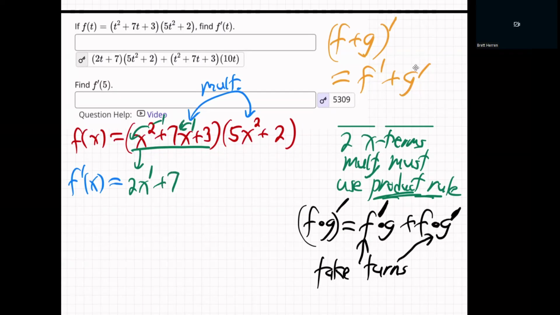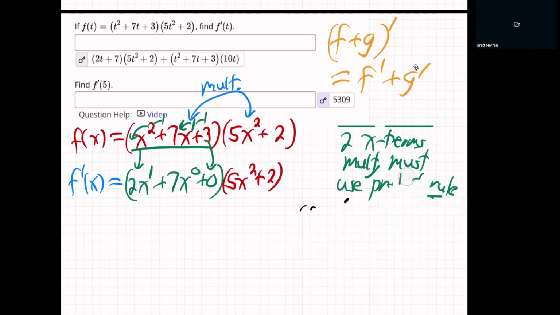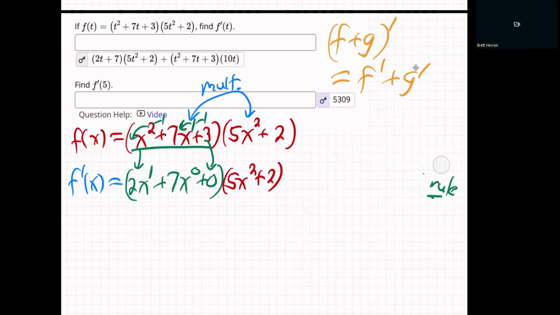So that's 7. Subtract 1 from the power. X there. What's the derivative of just a plain straight number that doesn't have an x? 0. So that's his times the second one unchanged. Yeah, I should probably get this out of the way. Sorry, I just keep changing my mind on where to write these rules.